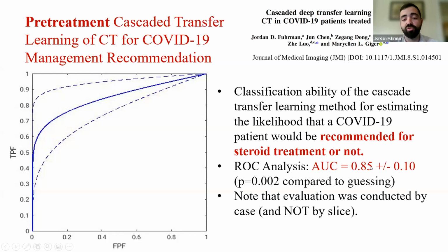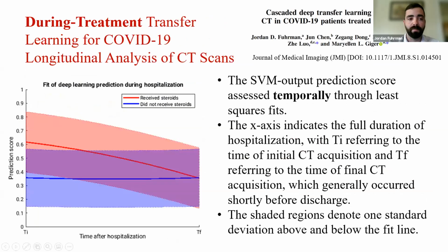And so the fact that we were able to get close to their performance was very encouraging for this preliminary study. The second stage of this study was the during treatment analysis, where we took the SVM output prediction score and assessed it temporally through a least squares fit of the two different populations, those who received steroids and those who did not.